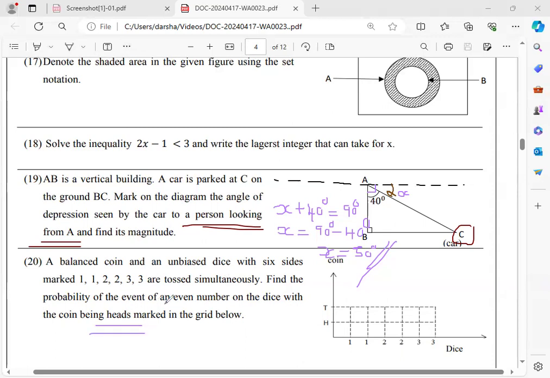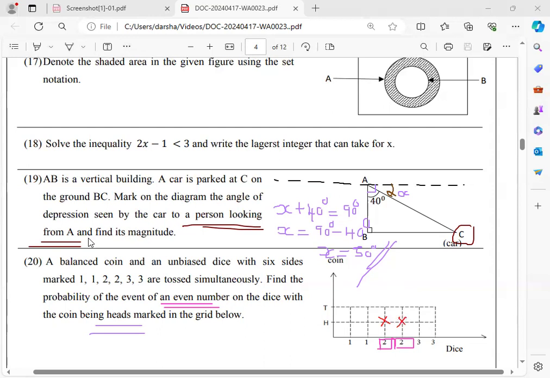What is the first condition? It should be an even number. Second condition is what? Head should be marked. So out of these numbers, even number means what? 2. 2 is an even number. Again, this 2 is an even. Then head should be marked means what? Here, we can mark a head here. Head here and a head here. So both the conditions should be satisfied. It should be even number as well as it should be marked.